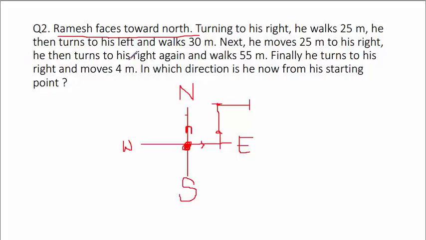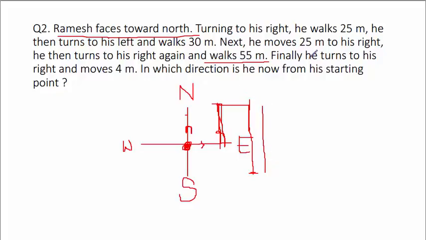Then he turns to his right again and walks 55 meters. He turns right, which means his right direction will be along the south direction. You already know that the distance from this point to this point is 30 meters. So when he moves 55 meters in this direction, obviously this length will be greater than this length, so draw this distance a little longer. Suppose this is your final point. This length is 55 meters.